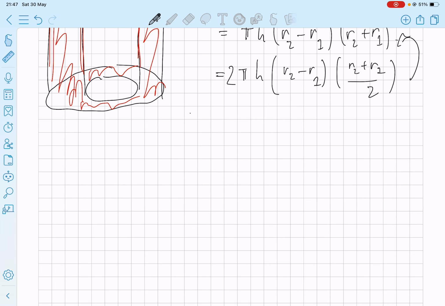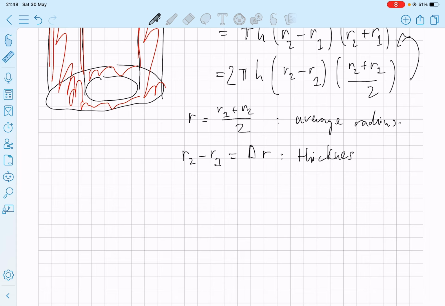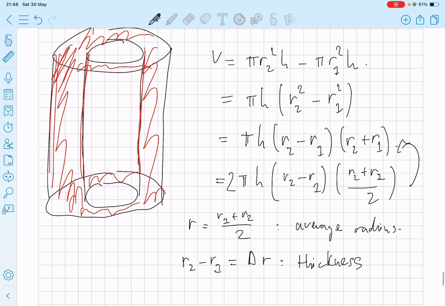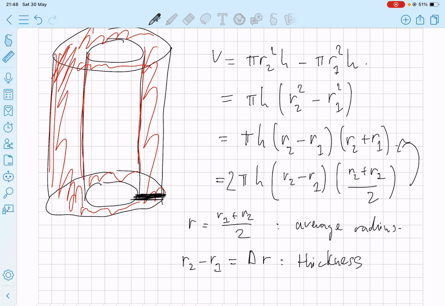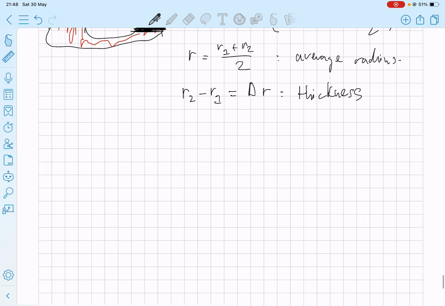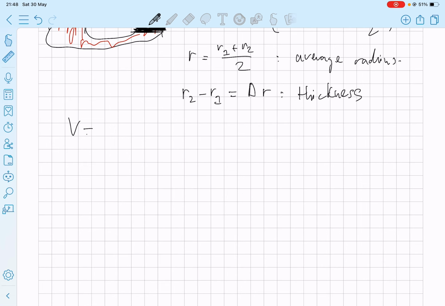Now if we call r equal to (r1 plus r2) over 2, the average radius of the shell, and also r2 minus r1 equal to delta r, the thickness of the shell. The thickness is here, this is the thickness. So we will have the volume equal to 2 pi h r times delta r.